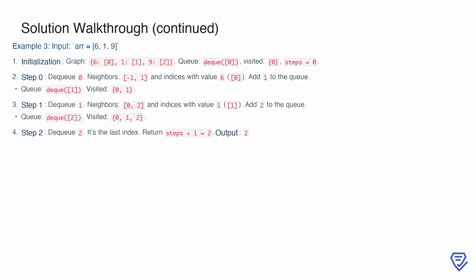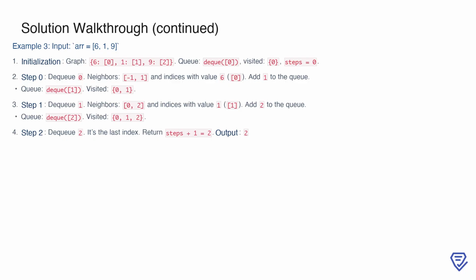For the first step, we process index 0. Its neighbors include adjacent indices -1 and 1, as well as other indices with the value 6, which is just 0. From this, we add the valid neighbor 1 to the queue and mark it as visited. The queue is now 1, and the visited set becomes 0, 1. We then increment steps to 1.